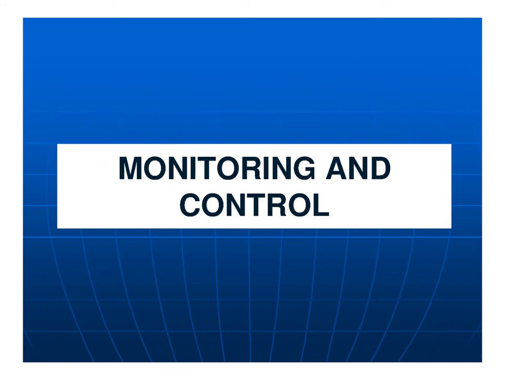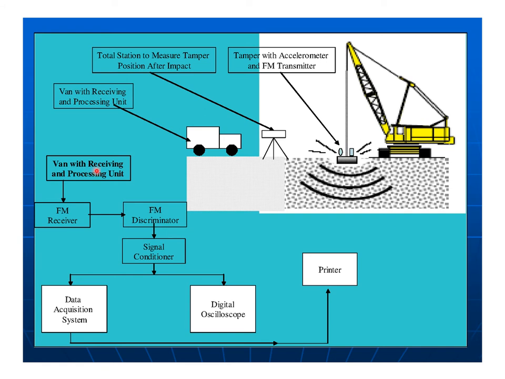Monitoring and control. You can see here, this is the weight which has been dropped from a certain height. Here you can see that this damper is equipped with accelerometer and frequency modulation transmitter. Then we can see the total station, and the van with receiving and processing unit. In this van we are having the FM receiver, FM discriminator, and the signal conditioner. Then you will be having the data acquisition system and the digital oscilloscope. And this data acquisition system is connected to the printer and you can get the prints.